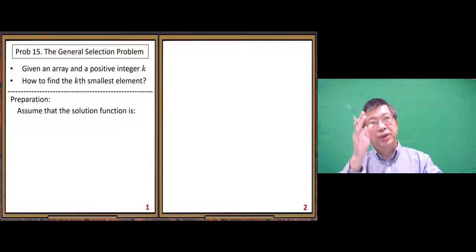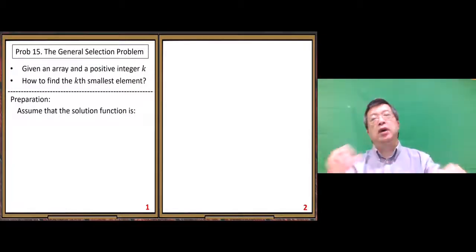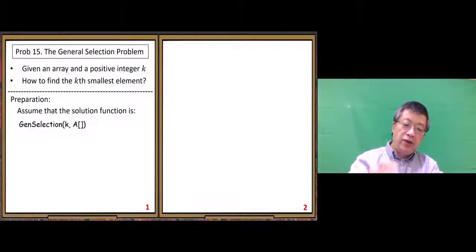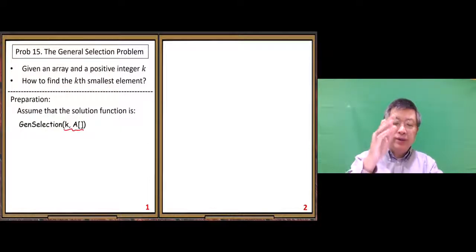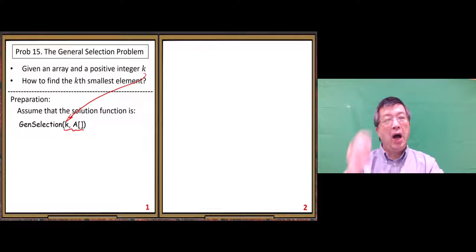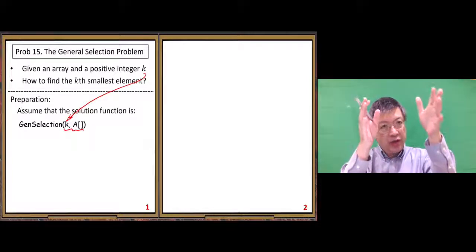So we want to describe what is the input and output of the solution function. Here, I call it gen selection with two parameters. The first is the positive integer rank number k. The second is the data, the unordered array that we need to do the selection problem on.